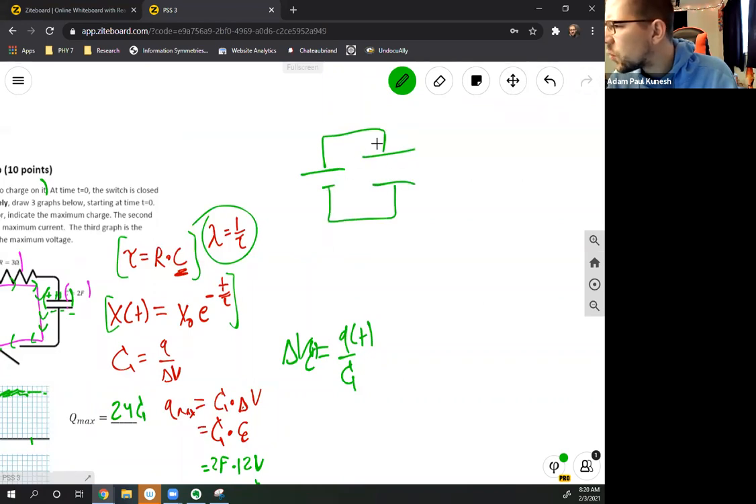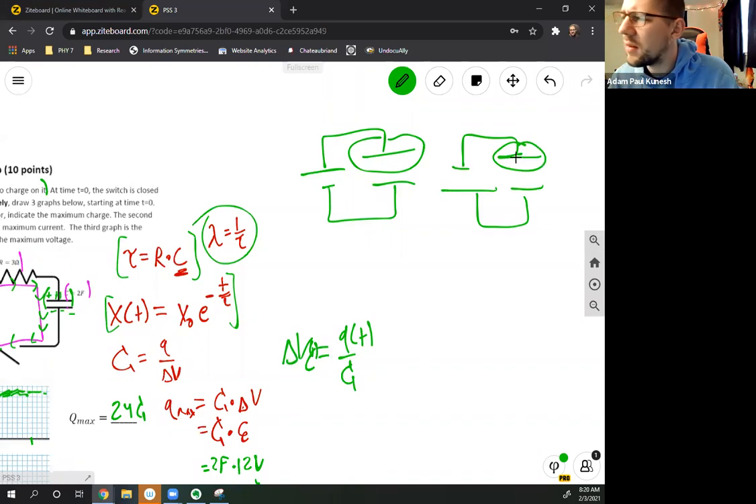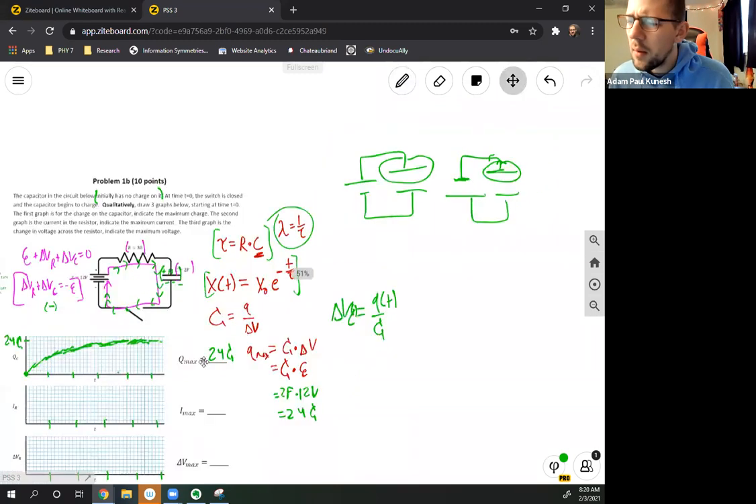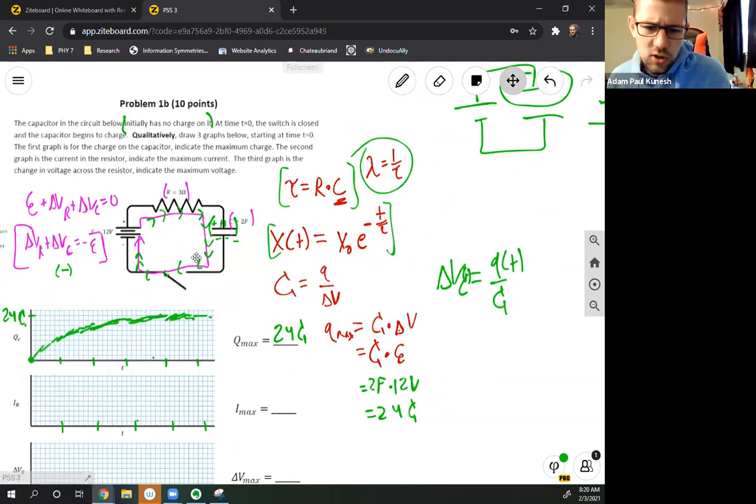And I ask, what's the charge on the top plate? Then I flip the battery around and ask again, what's the charge on the top plate? Well, now the negative end of the battery is attached to the top plate of the capacitor, so that one's going to accrue a negative charge. So both sides accrue charge.